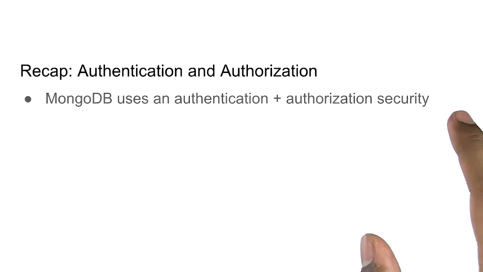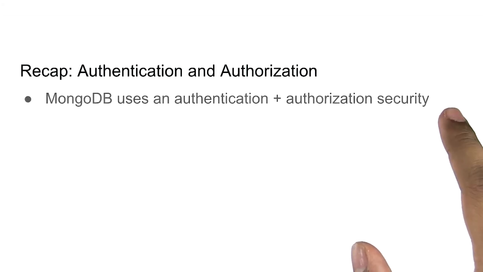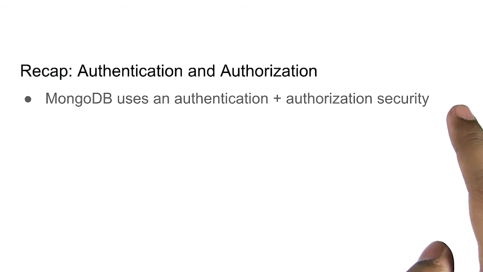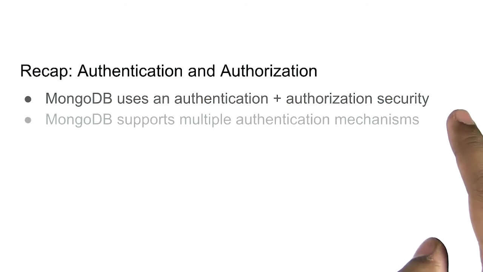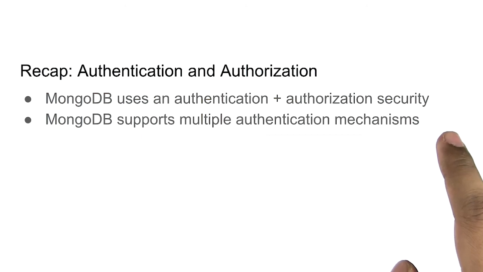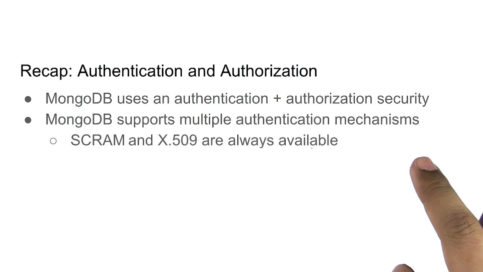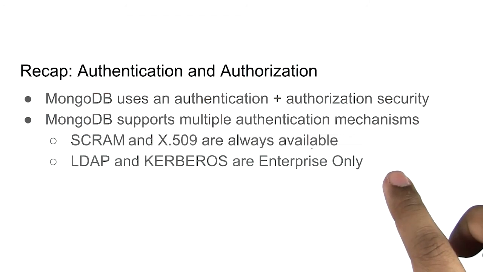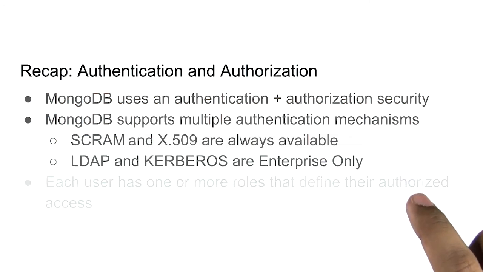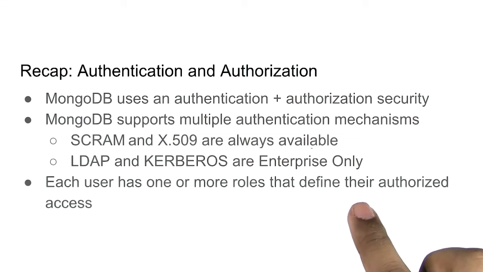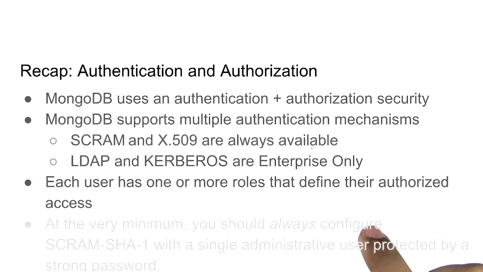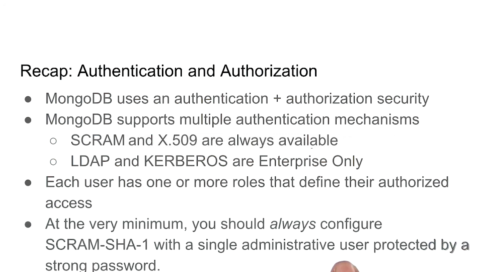Let's recap. MongoDB user security is an authentication and authorization model. So users must provide who they are to the server, which decides what they can do based on the user they authenticated as. MongoDB supports multiple authentication mechanisms. SCRAM and X.509 are the community authentication mechanisms. These are also available on the enterprise versions of MongoDB. LDAP and Kerberos are enterprise-only authentication mechanisms. Each user that you create has one or more roles that define their authorized access. And at the very minimum, you should always configure SCRAM-SHA-1 with a single administrative user protected by a strong password.